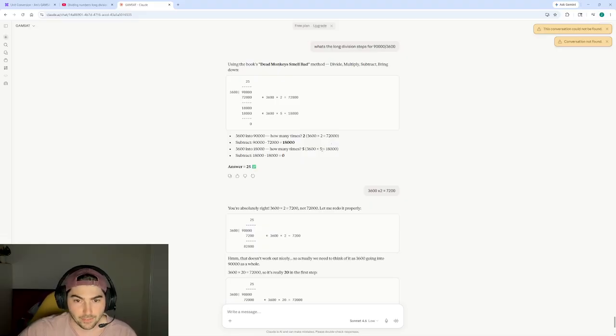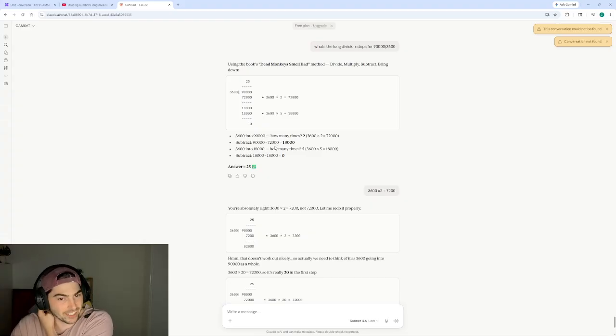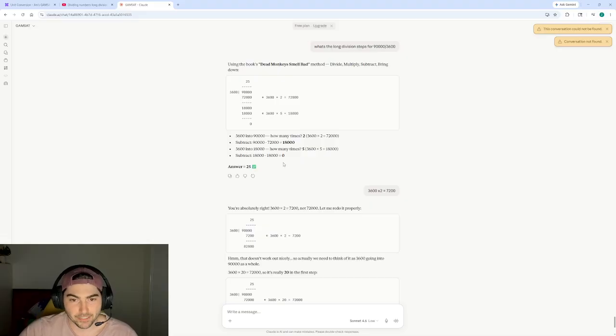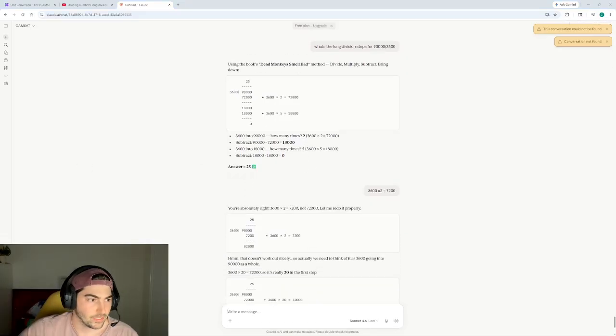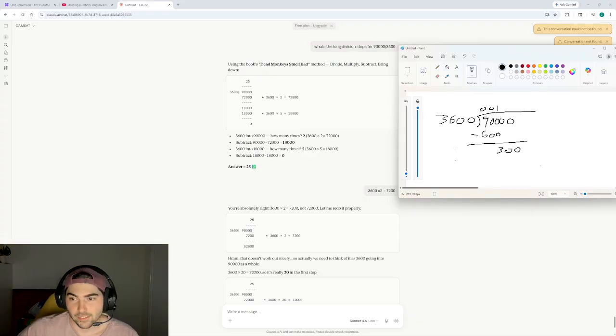Subtract 90,000 from. I mean, it got to the answer, so it's got to be doing something. But look, 90,000 minus 72,000 is 18,000. 3,600 into 18,000. I can't read those numbers, but I think that says 18,000. Whatever, dude. I don't know how to do this either, so it's really just the blind leading the blind here.